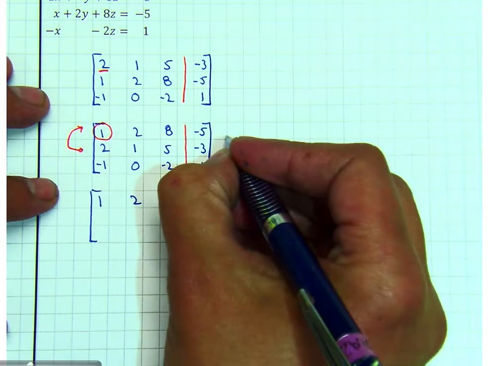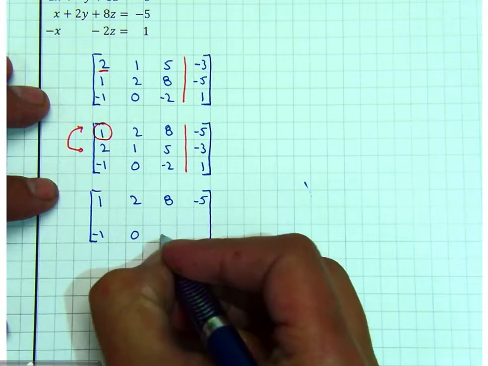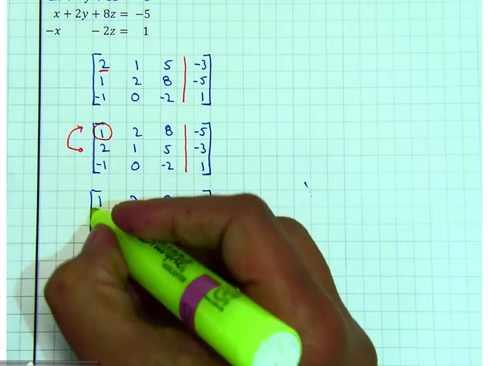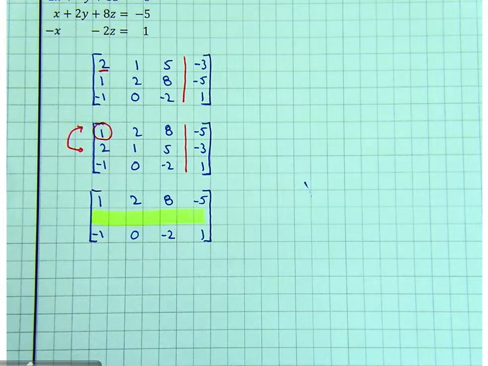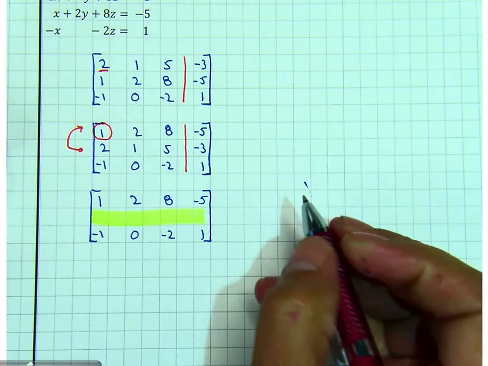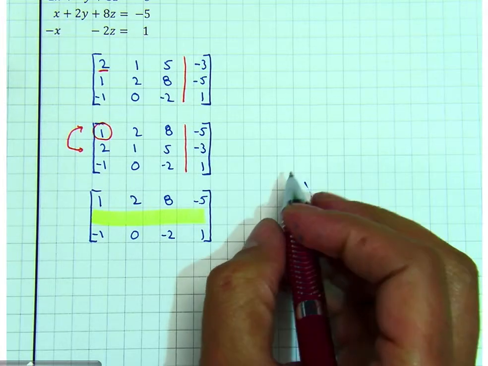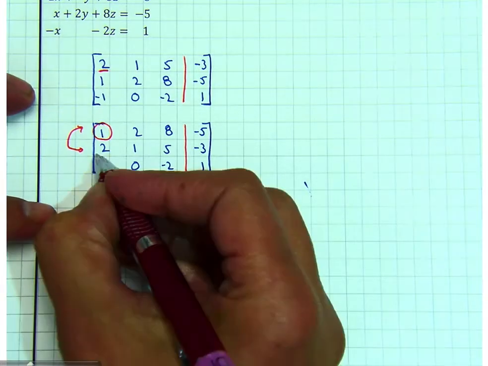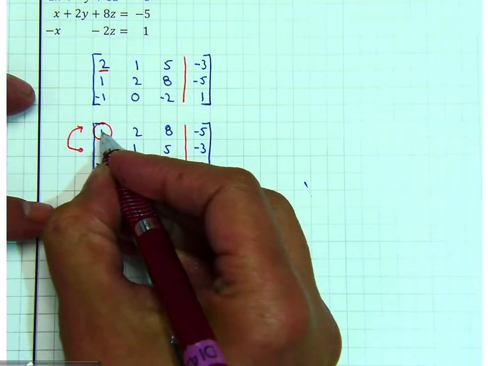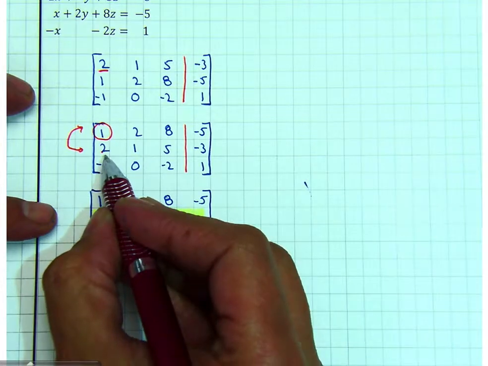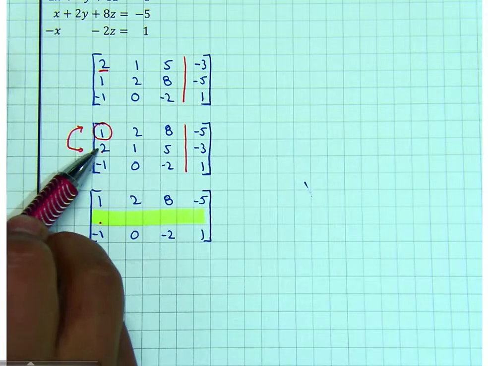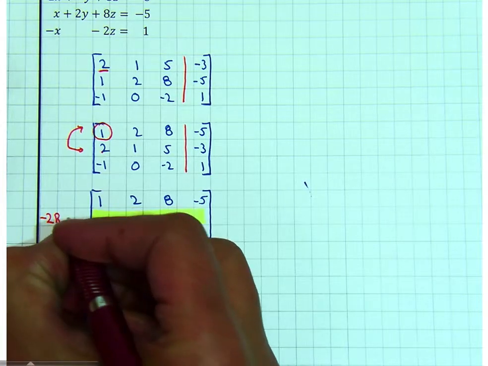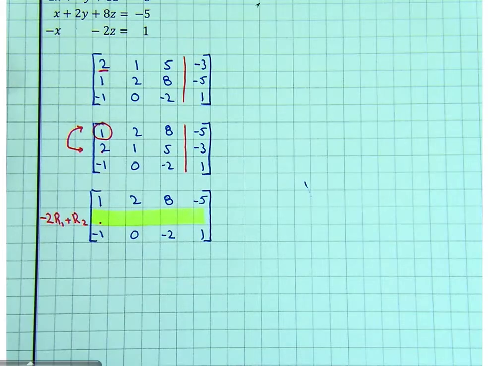The first row stays the same. The last row will stay exactly the same. That means the only one that's changing is row 2, which means that your notation should be on the left of row 2. I do need to see the notation when you are working on your homework. So how can I make this a 0? I'm going to multiply this by negative 2 and add it to row 2. So multiply row 1 by negative 2 and add it to row 2.